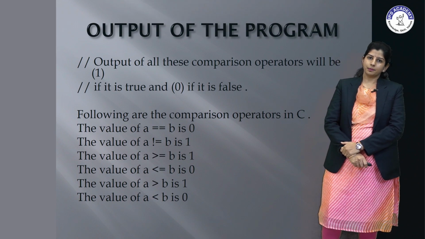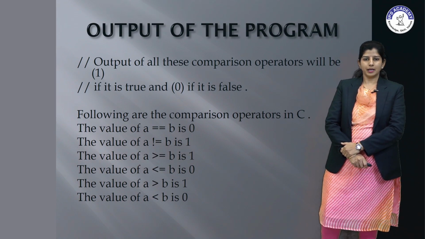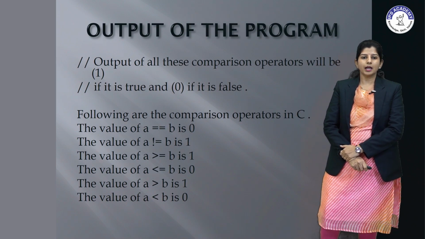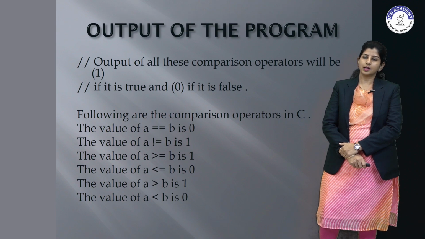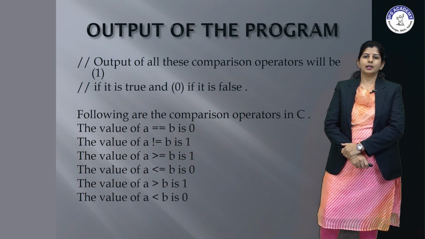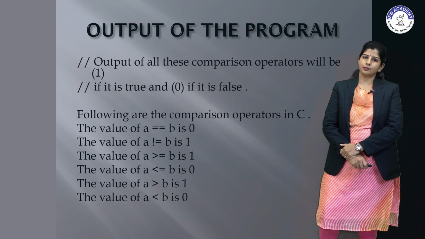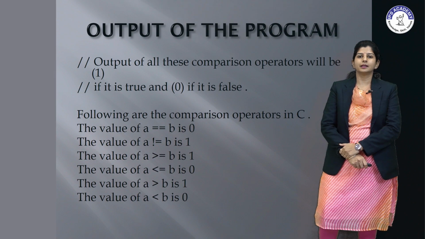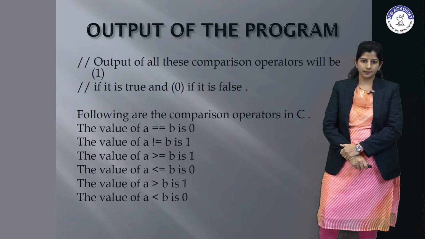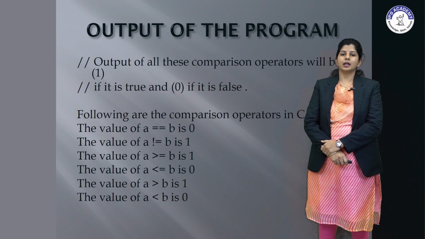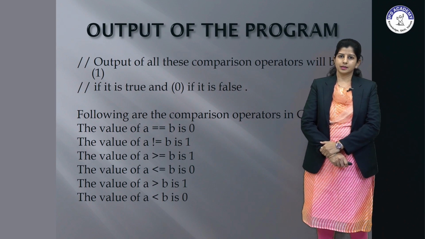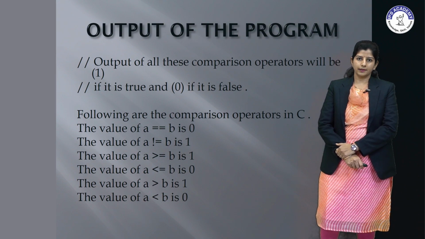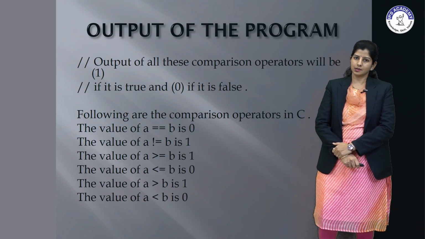Following are the comparison operators in C. It is the line written by me in the printf function, which I am getting as usual. The value of a equal to b is 0. Yes, it is true, because the value of a is 10 and b is different. So how can 10 be equal to 5? Not equal, meaning we are getting the answer 0, which is correct. The value of a not equal to b is 1. Yes, the value of a is 10 and b is 5. Both are not equal. That is why I am getting the result 1, which is correct.